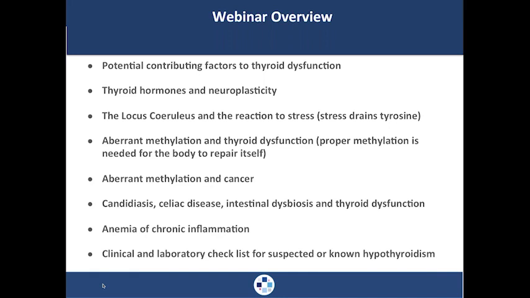So first bullet on the top, I'm going to be talking about the potential contributing factors to thyroid dysfunction. Next, thyroid hormones and a topic called neuroplasticity. You may not be familiar with that, but you will be by the end of tonight's program. Next is to take a look at a part of the brain called the locus coeruleus and the reaction of this area to stress. And I'm going to show you how it drains an important amino acid called tyrosine. Now, tyrosine is one of the raw materials for the synthesis of thyroid hormones. So stress actually drains that away.